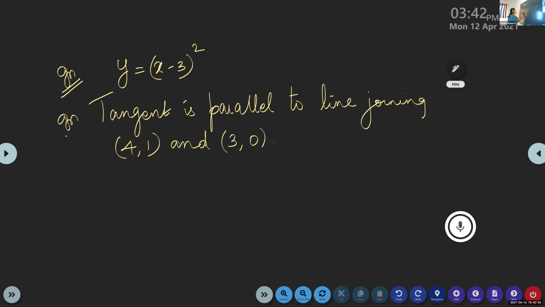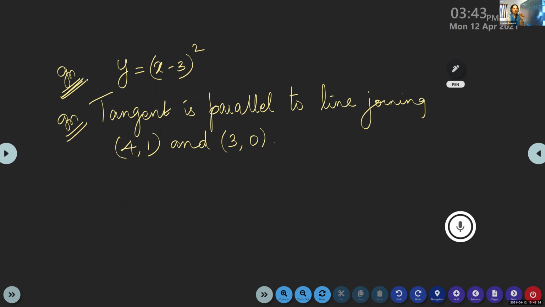Tell me. So these two things are given. The equation of the curve is given. The other thing given is that the tangent is parallel to the line joining these two points. How will you do this? Find the equation of the line joining those points. After finding the equation of the line, what will you do? The tangent is parallel, so the slopes will be equal. Very good. Tangents are parallel, slopes are equal.